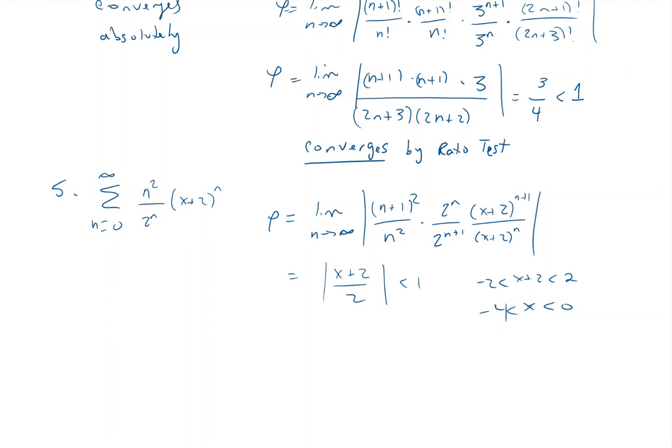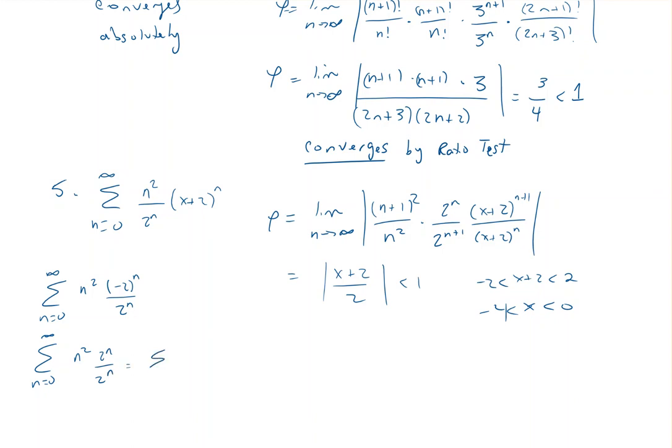Okay, so now we have to test the endpoints, right? When we come over here, let's plug in negative 4. We're going to get n squared times, plug in negative 4, negative 4 plus 2. Negative 4 plus 2 is negative 2, to the n over 2 to the n. And then when we plug in 0, we're going to get n squared times 0 plus 2 is 2 to the n. 2 to the n over 2 to the n is 1.